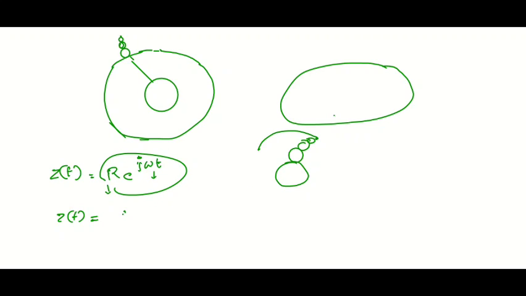Okay, now it will be like r1 e raised to j omega 1 t plus, because the first circle will have a certain radius and a certain velocity. Likewise, the second circle r2 e raised to j omega 2 t plus r3 e raised to j omega 3 t, etc., up to infinity.